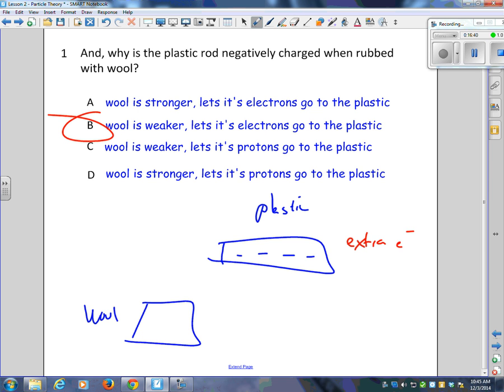extra electrons. Lane, are you watching? Did you get it right? Yeah? So the electrons go this way, so who's stronger? Plastic is strong, wool is weaker. Wool is weaker, let the electrons go to the plastic. B. Once again, protons, those two are out.